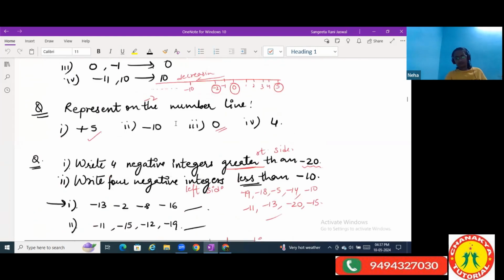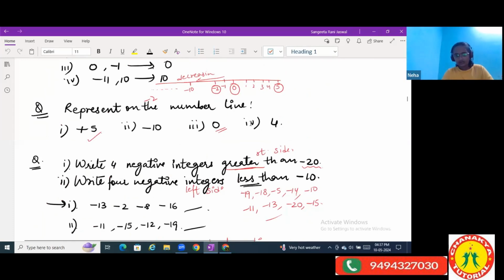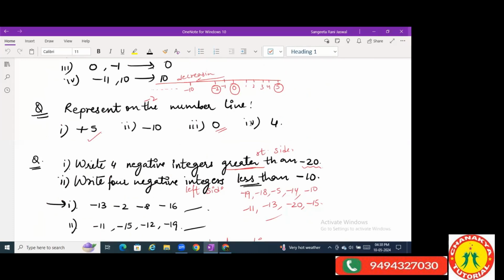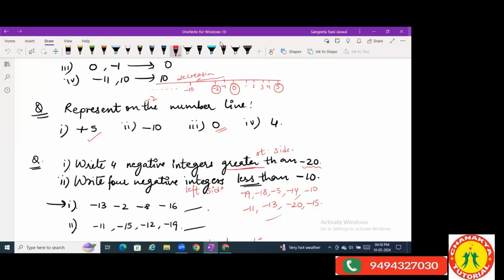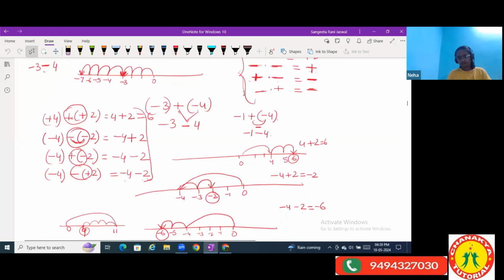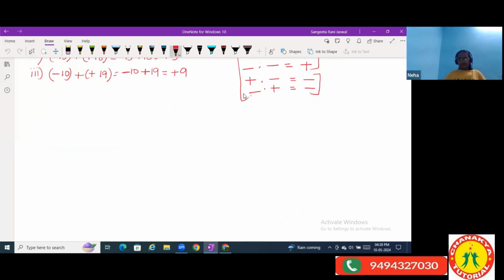Okay. So see children, one thing you could make out here is that on the number line, on the right side we have all positive numbers. On the other side of the zero we have all negative numbers, right? Similarly, there is a level that divides the two sets. That point is zero.